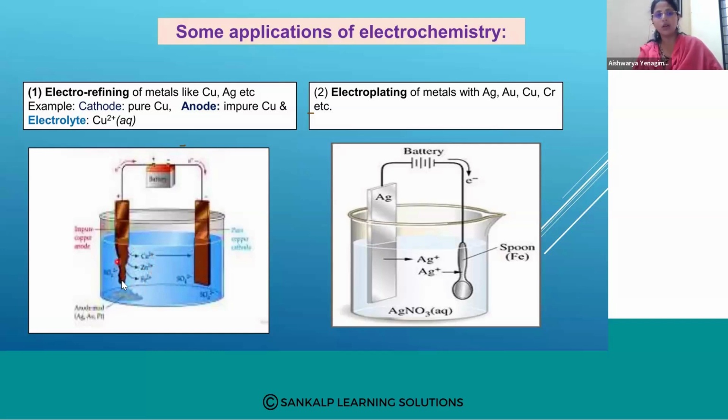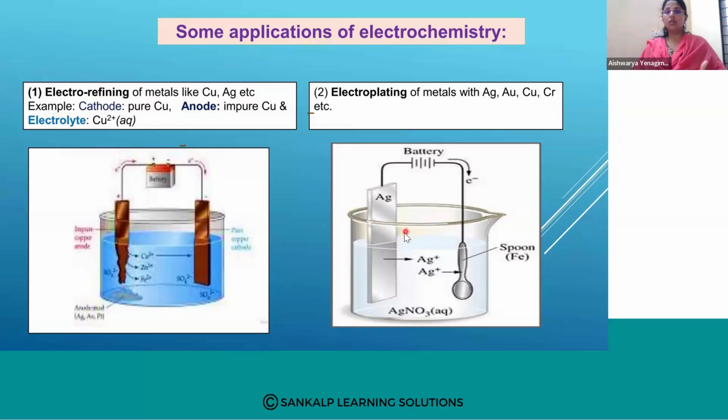So after some time you can see this rod is becoming thinner and thinner, and because deposition happens, you can see the thickness of the cathode rod increasing. Again, along with that impure copper rod, Zn plus 2 ions and all also will be there. They will also come into the solution. Ag, Au will get accumulated here, and that is called anode mud, or anode sludge.